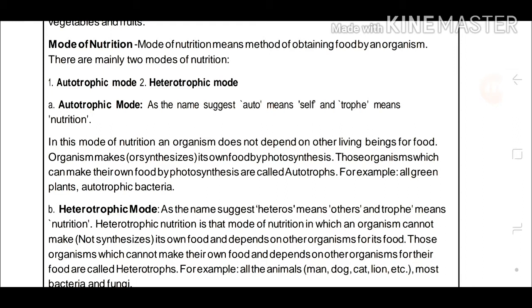2. Heterotrophic nutrition. As the name suggests, hetero means others and troph means nutrition. Heterotrophic nutrition is that mode of nutrition in which an organism cannot synthesize its own food and depends on other organisms for its food. Those organisms which cannot make their own food and depend on other organisms for their food are called heterotrophs. For example, all the animals, man, dog, cat, lion, etc. Most bacteria and fungi.